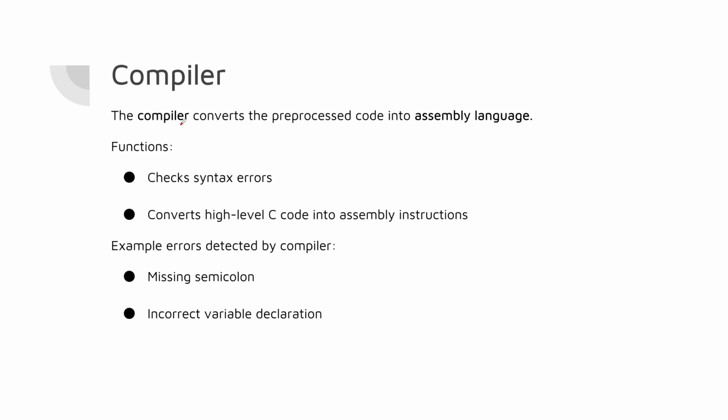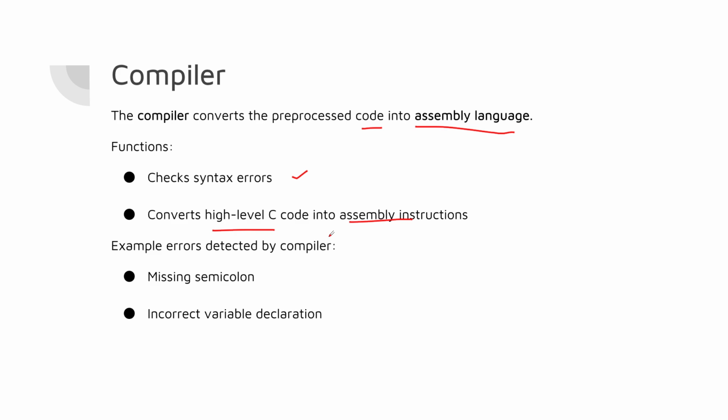Compiler. After the preprocessor stage, the next stage is the compiler. I already mentioned that the compiler converts our human readable code into assembly language. So what functions happen during this compiler stage? It will check the syntax. If there are syntax errors, those errors will be found inside the compilation stage. Then it converts our high level .c file into assembly instructions.